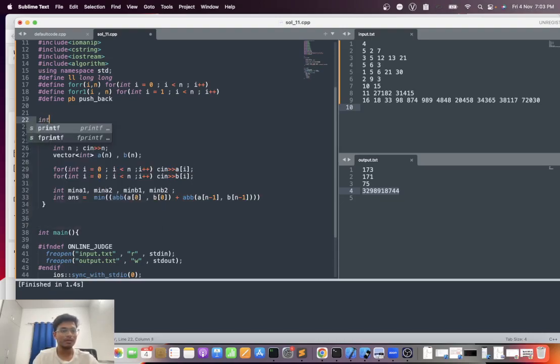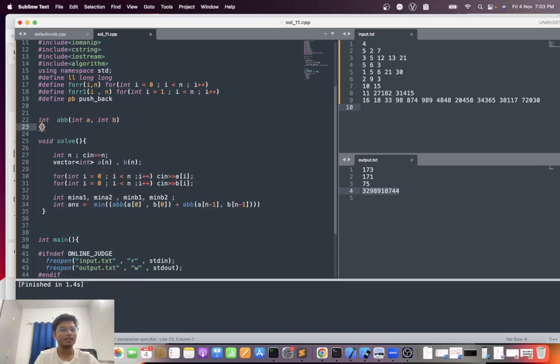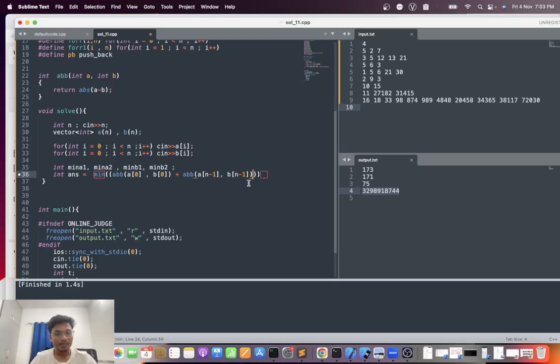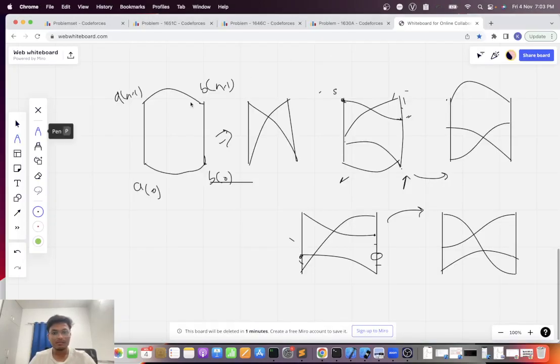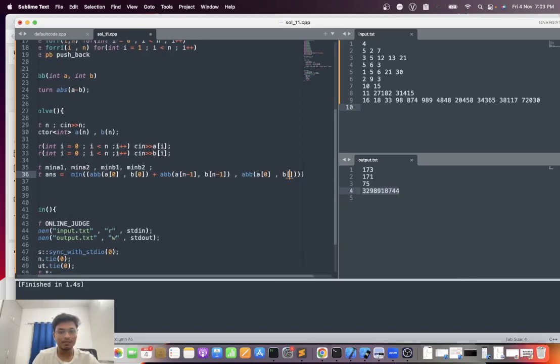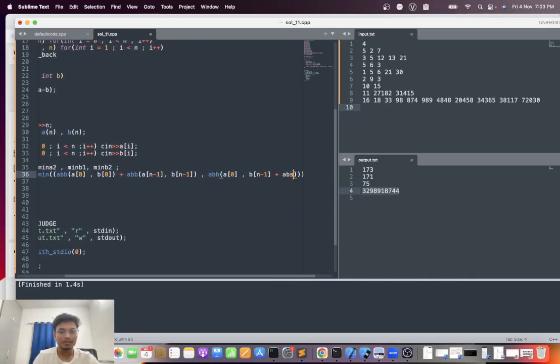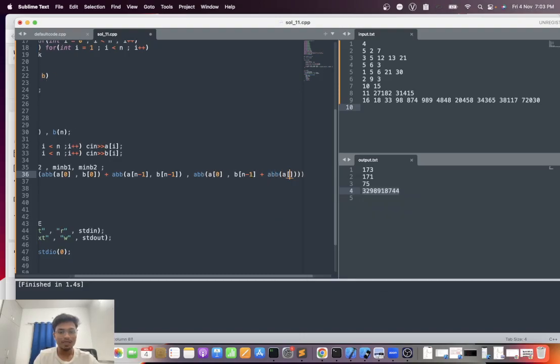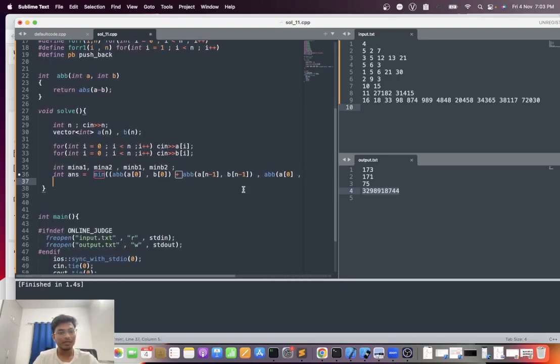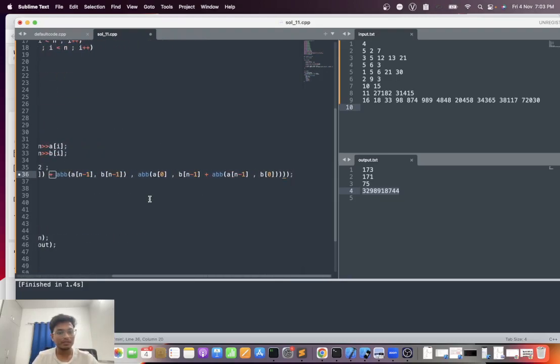So it will be int abb, that will be a and b, and abb will return the absolute value of a minus b. That's it. Okay, this condition is done. Now we have to look after a node connected to b of n minus 1 plus a of n minus 1 connected to b of 0. From these two values I'm gonna take this one.